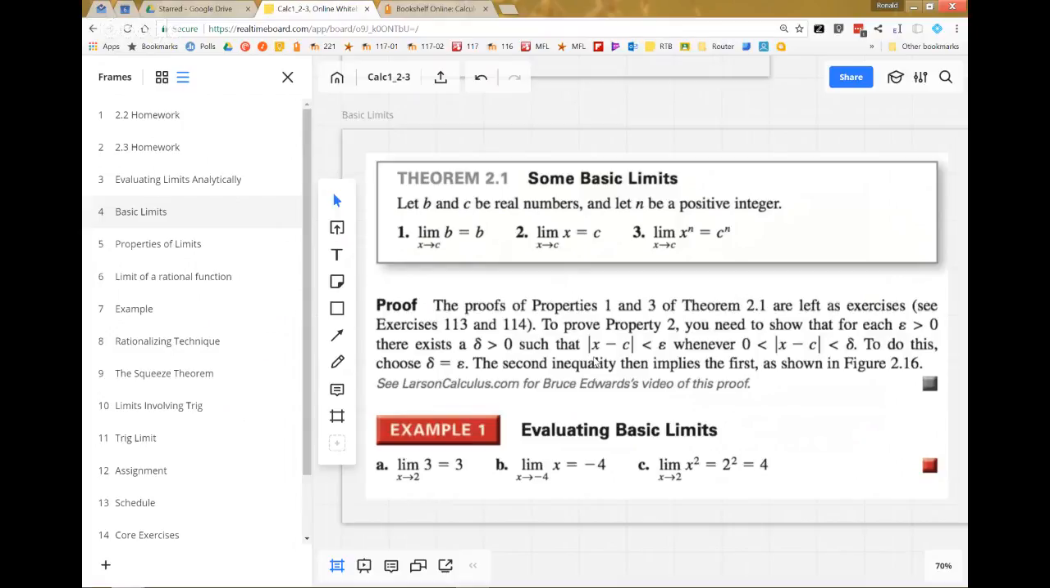And number 2 says, what's the limit of x as x approaches c? Well, as x approaches c, it's going to be c. And so these are so obvious, sometimes it's a little hard to see them. And number 3, the limit of x to the n as x approaches c. And as x approaches c, just replace the x with a c, and it's c to the n. So those are easy and kind of incredibly obvious, but we had to get those out of the way. All right.